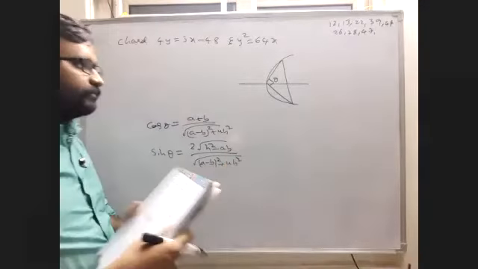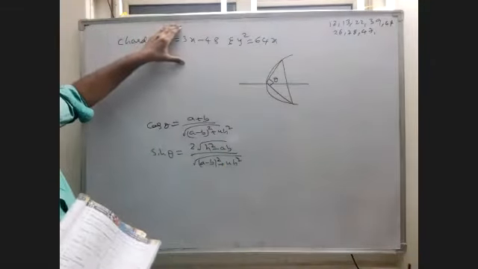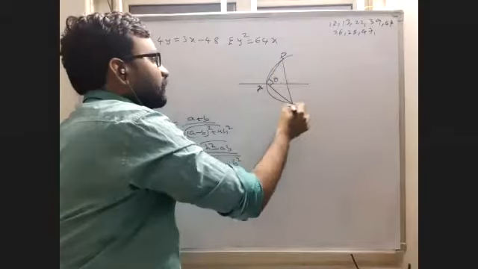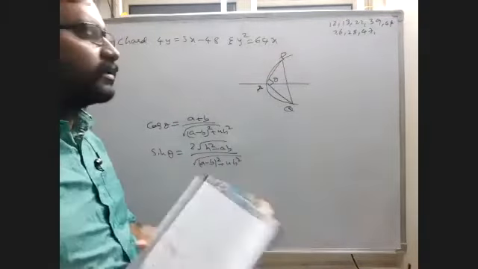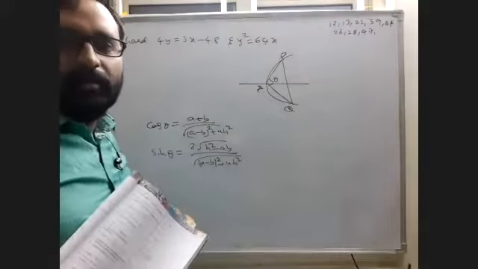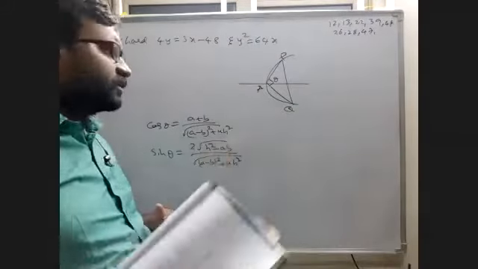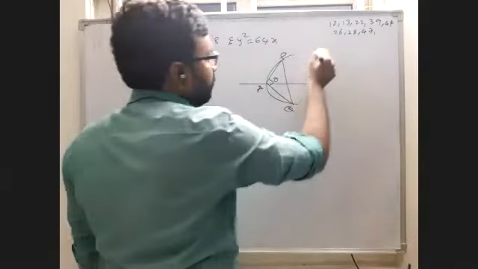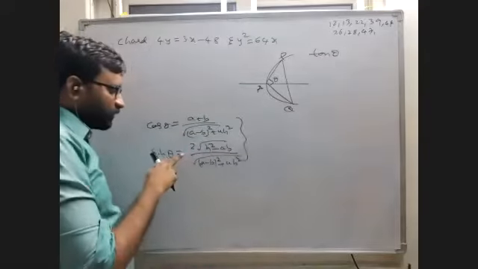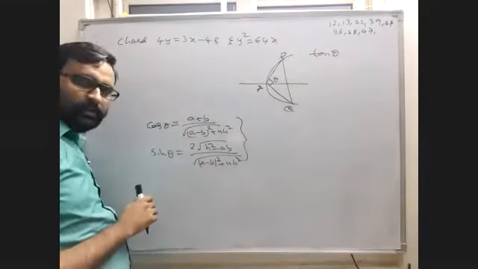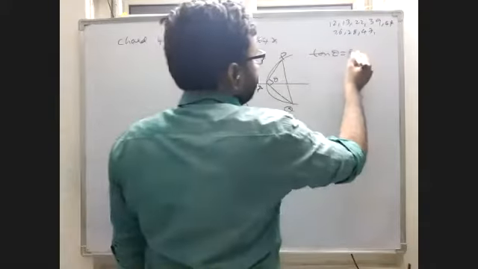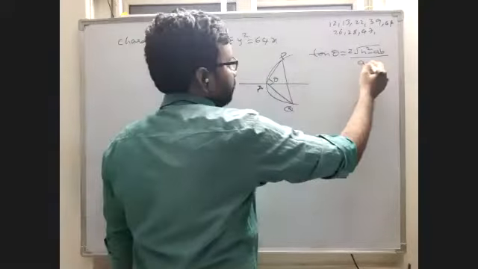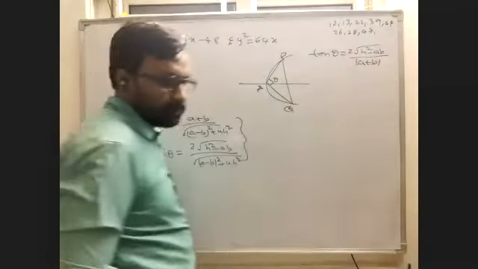Question: if a chord making angle theta at the vertex of the parabola, then it is asking tan theta. We know the cos theta and sin theta formulas. From these two we can write tan theta. Tan theta is equal to sin theta by cos theta. The denominators get cancelled, remaining 2 root over h square minus ab by a plus b. So this is the formula.